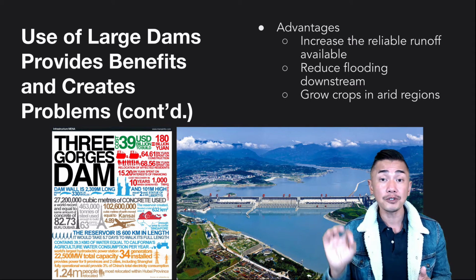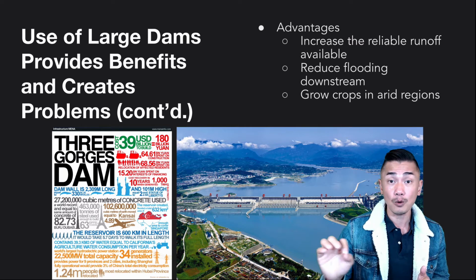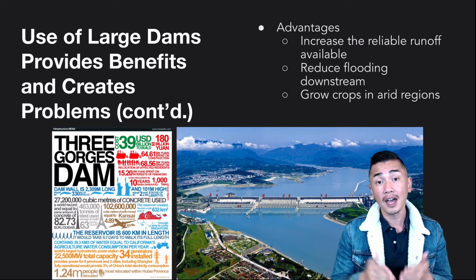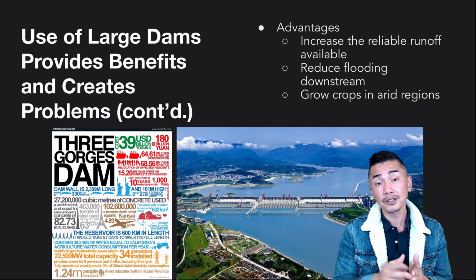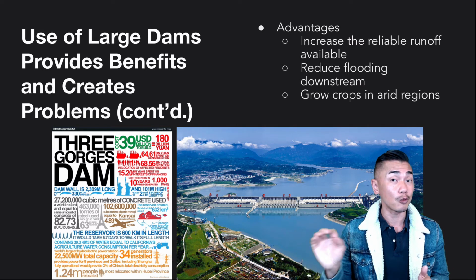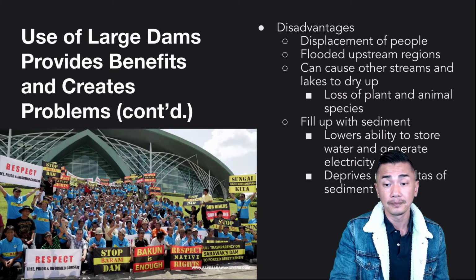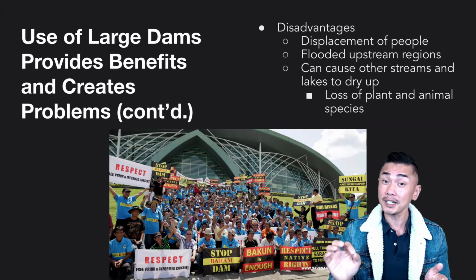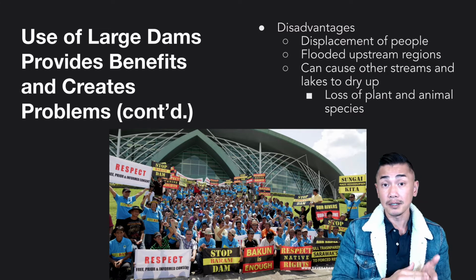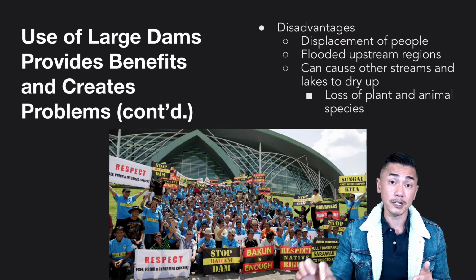Secondly, they reduce flooding downstream and allow those areas to be farmed or developed. And finally, farmers can grow crops in arid regions or other areas where water supplies fluctuate or are unpredictable. Next, we need to consider the disadvantages of building large dams. Dams and the reservoirs behind them will flood upstream regions.